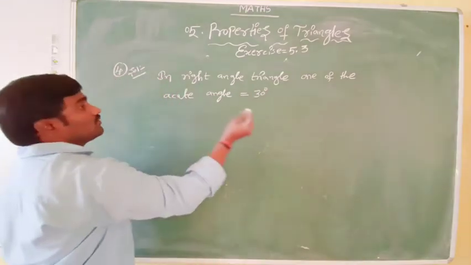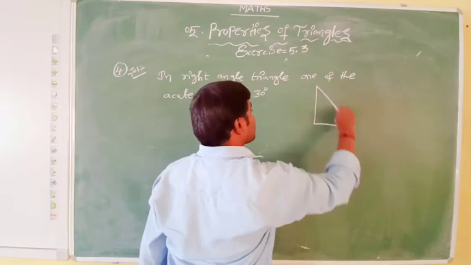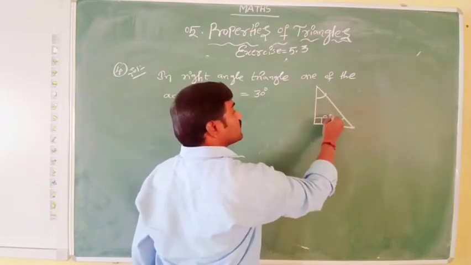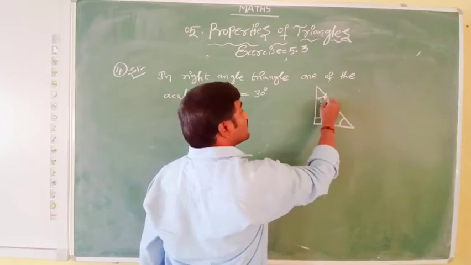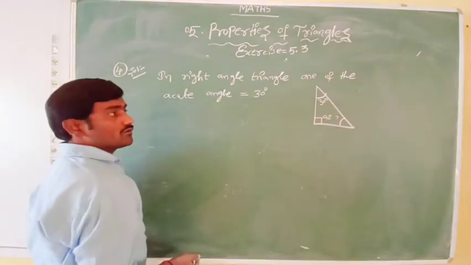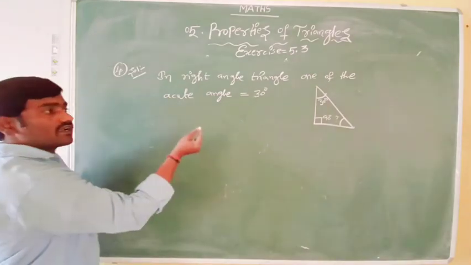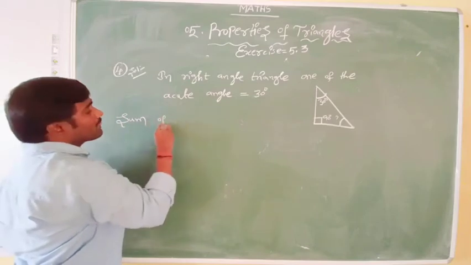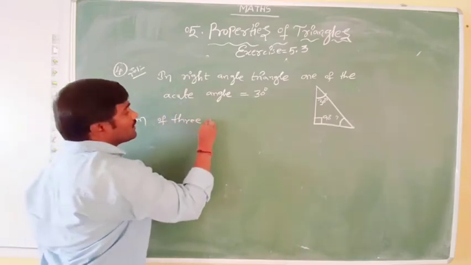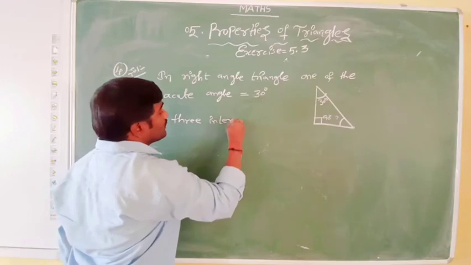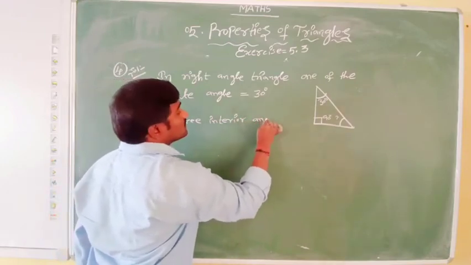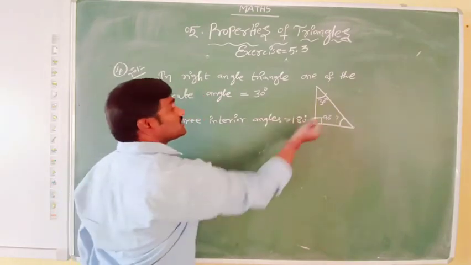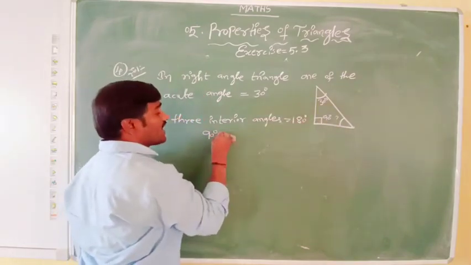In a right angle triangle, you observe always that the two acute angles will form, however, the right angle is 90 degrees, we know it. Here one of the acute angles is 30 degrees, given; the other one we need to find out. So the sum of the interior angles of a right angle triangle equals 180 degrees. Not only a right angle triangle, any triangle: the sum of three interior angles equals 180 degrees. One angle is definitely 90 degrees in the right angle triangle.